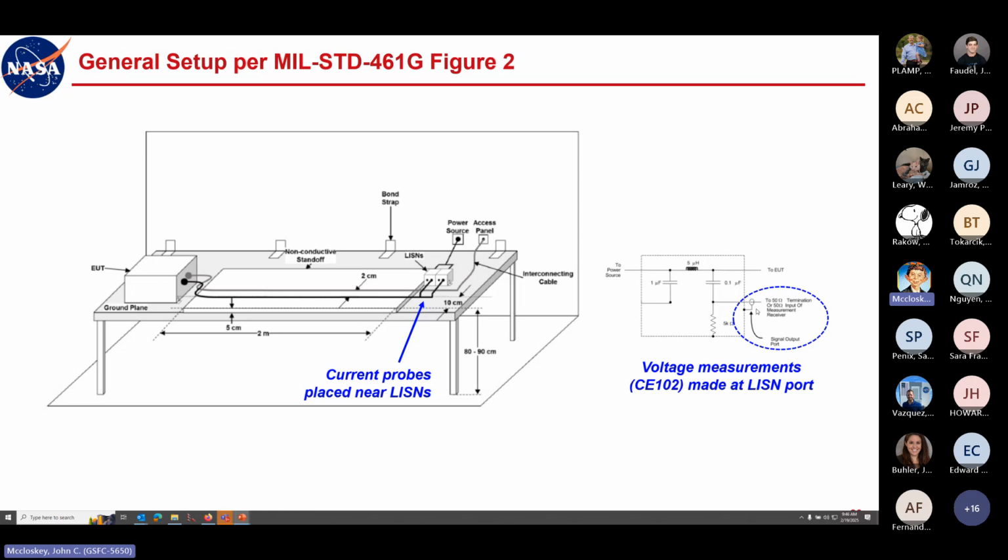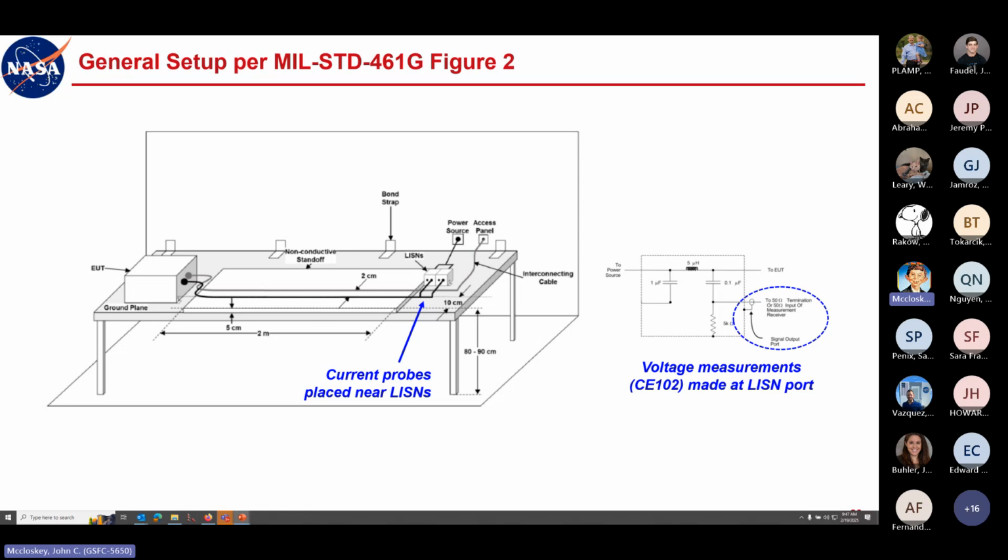And I'll want to make the same statement that I made at this point in the presentation yesterday. I don't want to sound like I'm thoroughly disparaging CE102. That's not really my intent. I think the general idea of the measurement makes a lot of sense. It's just the specific implementation is not really appropriate for what we're generally doing on spacecraft.